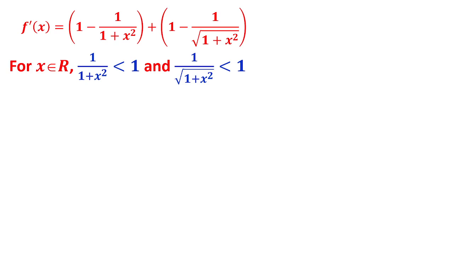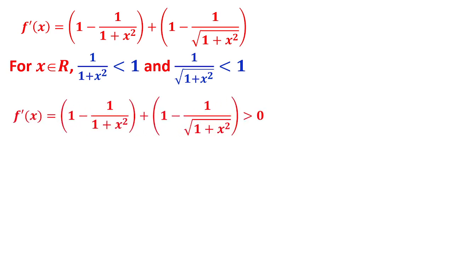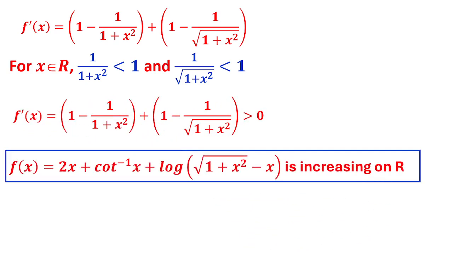Now, when you see over here, the first term, 1 minus 1 upon 1 plus x square, is less than 1 automatically because x is a real number. x square is always greater than 0. Similarly, 1 upon square root of 1 plus x square also will be less than 1. Therefore, 1 minus a number less than 1 is automatically strictly greater than 0. Therefore, it is an increasing function on R.